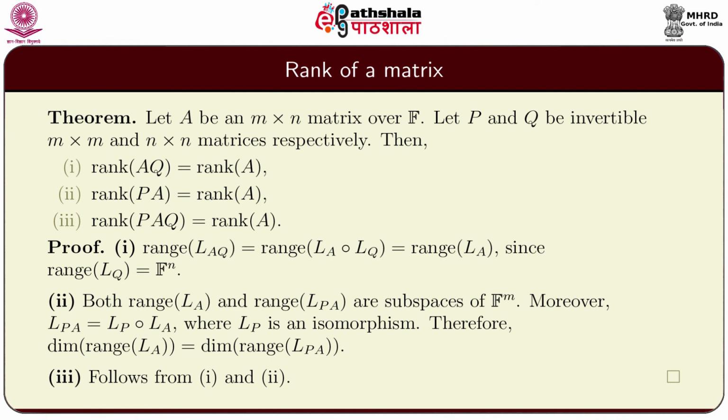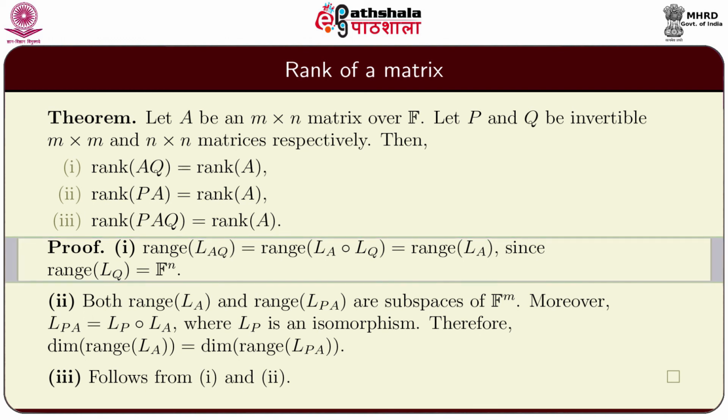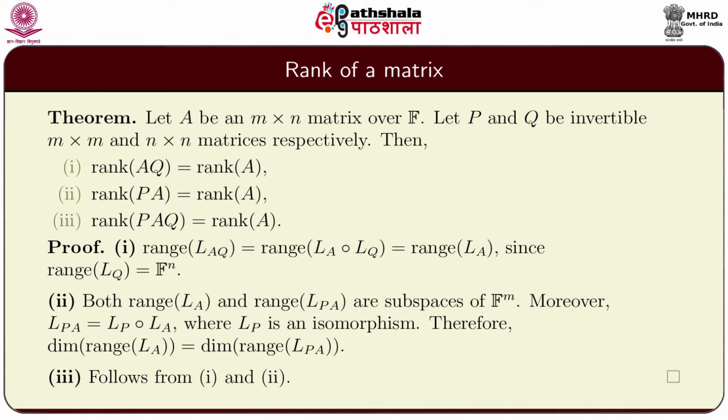To prove this theorem, again we go to the level of linear transformation. So, the first statement, look at the range of LAQ, but we know that LAQ is LA composition LQ. Therefore, range of LAQ is range of LA composition LQ, but we know that Q is an invertible matrix. Therefore, LQ is an isomorphism, and therefore range of LQ must be the whole of Fn. Therefore, range of LA composition LQ is equal to range of LA, and this proves that rank of AQ must be the same as rank of A.